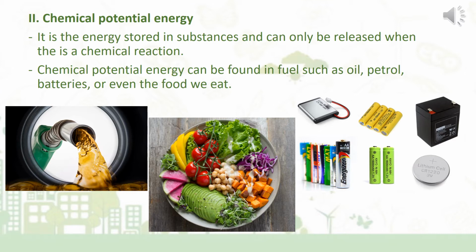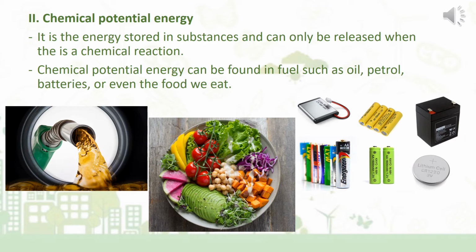Chemical potential energy can be found in fuel such as oil, petrol, batteries, or even the food we eat. So, in chemical substances, there will be chemical potential energy. To release the energy stored in these chemical substances, there should be a chemical reaction. Only then is this energy released.